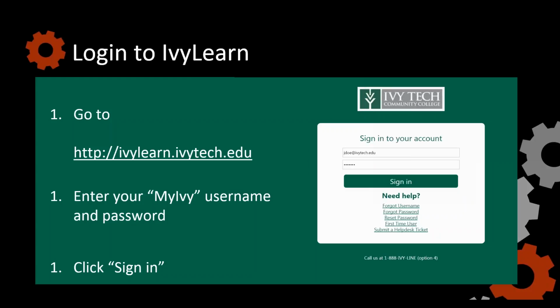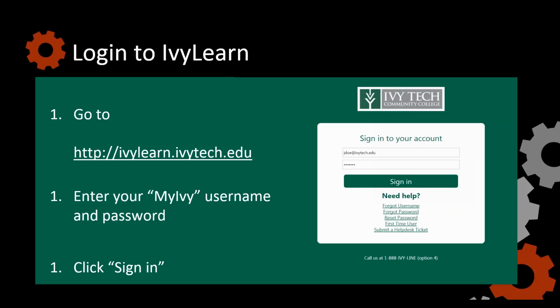And the first thing we want to do is log into our IvyLearn environment. You're welcome to try this as we go along, or you're welcome to do this after the webinar has ended. We go to ivylearn.ivytech.edu, and you're going to enter in a username and password. This is the same credentials that you use when you log into My Ivy, which is formerly Campus Connect. Once you've entered in your username, which is your complete Ivy Tech email address, and your password, click Sign In.